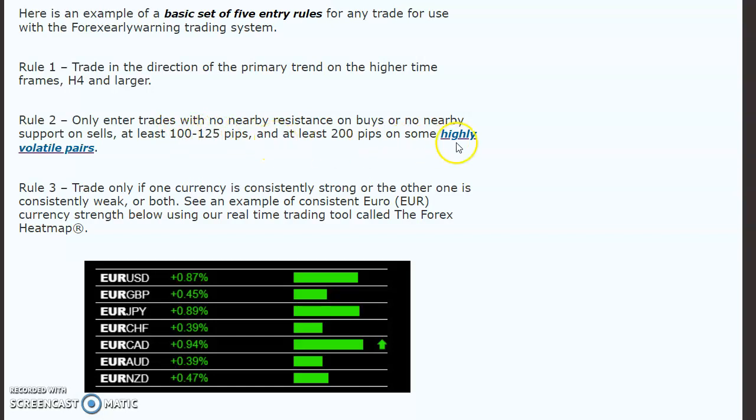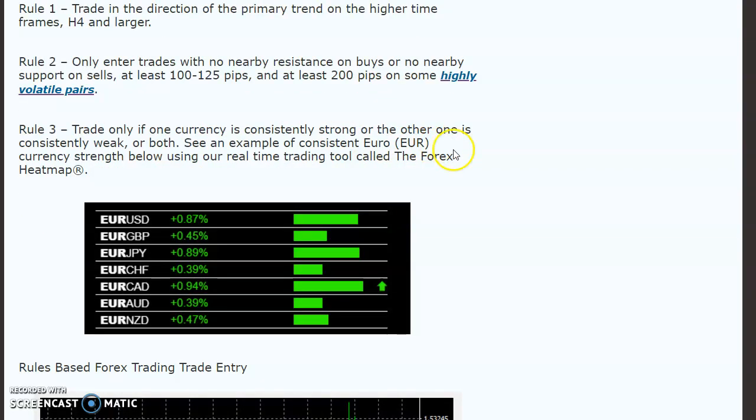And on some of the highly volatile pairs, which you can find out more about here, let's say you're trading the pound Aussie or the pound New Zealand, one of the more volatile pairs of the 28 pairs we trade. You want to have at least 200 pips of upside potential. Now, Forex traders aren't used to dealing with these numbers. They're used to scalping with the smaller time frames.